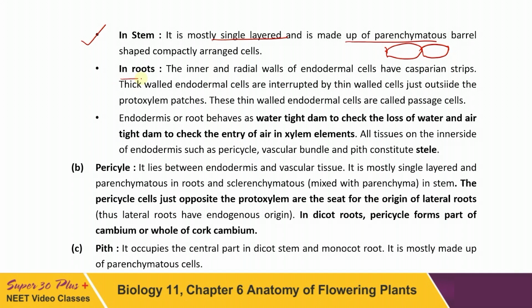In case of root, you see that they have thickening on the radial and tangential walls. This thickening is very important. In the inner and radial walls of the endodermal cells, they have Casparian strips, and these Casparian strips have suberin. This will make the endodermis a watertight dam, to check the loss of water. That's why it is airtight, and it will check the entry of air into the xylem vessels.